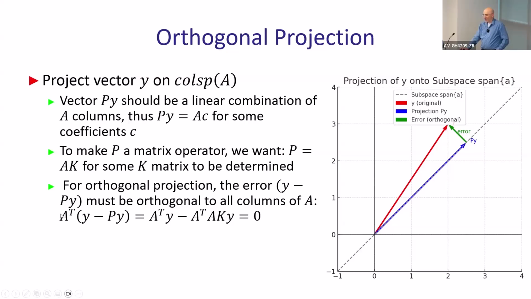Why is that? Because what is A transpose? You're flipping A, and rows become columns and columns become rows, right? So it's the first row of A times the column of error. It means it's practically the first column of A, dot product with the error, and this needs to be 0, needs to be orthogonal, right? You impose that orthogonality on each one of the columns of A.